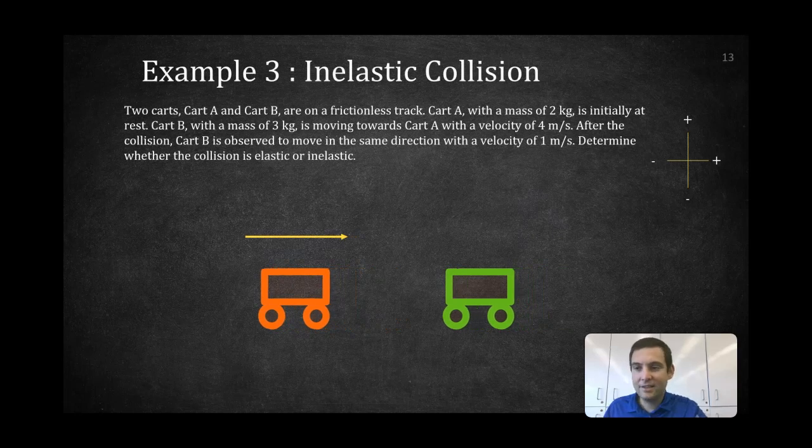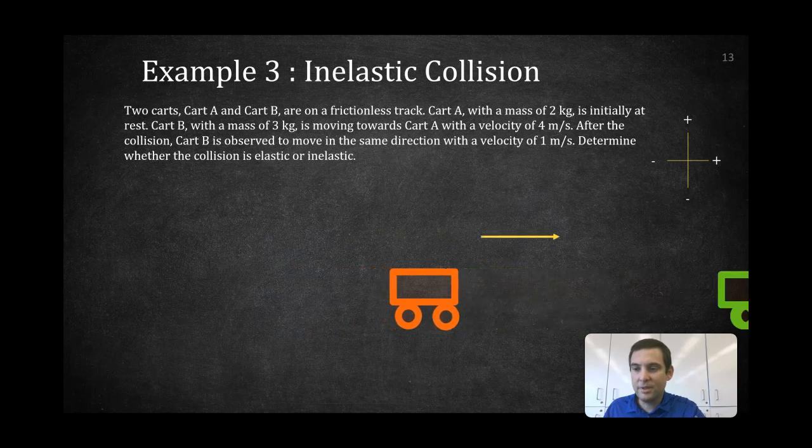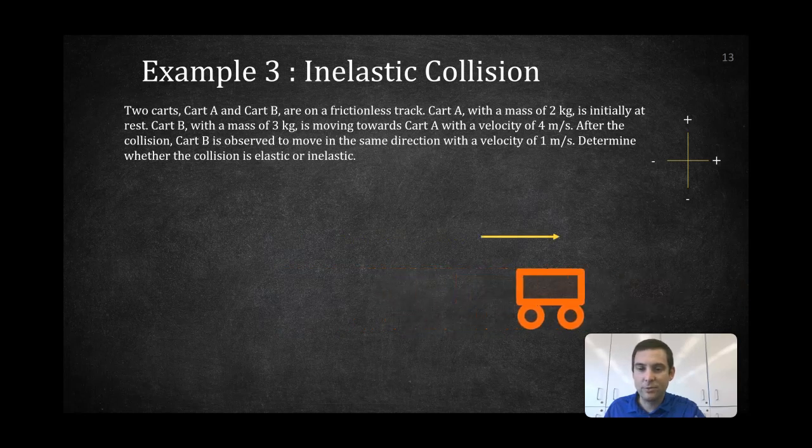For the inelastic collision, two carts, A and B, are on a frictionless track. Cart A with mass 2 kilograms is initially at rest. Cart B has a mass of 3 kilograms and is moving towards cart A with a velocity of 4 meters per second. After the collision, cart B is observed to move in the same direction with a velocity of 1 meter per second. Determine whether this collision is elastic or inelastic.